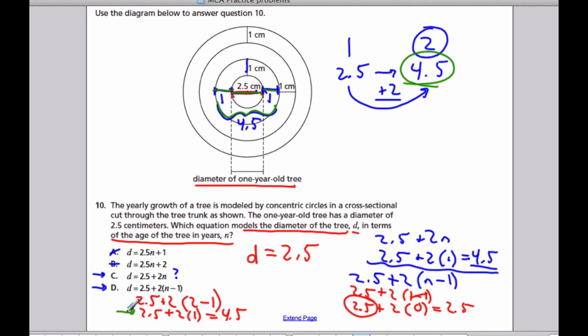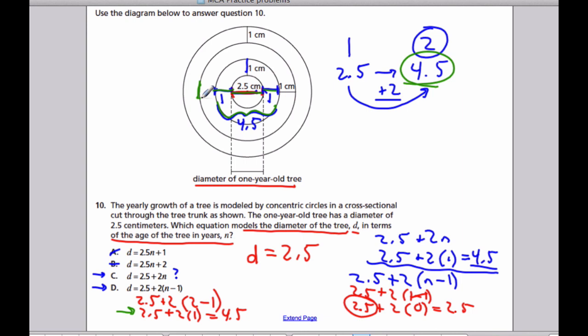2.5 plus 2 times the number of years, which was the second year, minus 1, the first year where it was just 2.5, which gives us 2. 2 times 1. Add that to the 2.5, gives you your 4.5. So again, that works. You're always welcome to try another one if you want to.